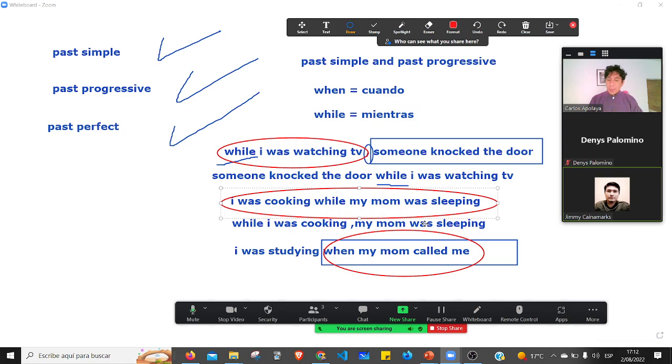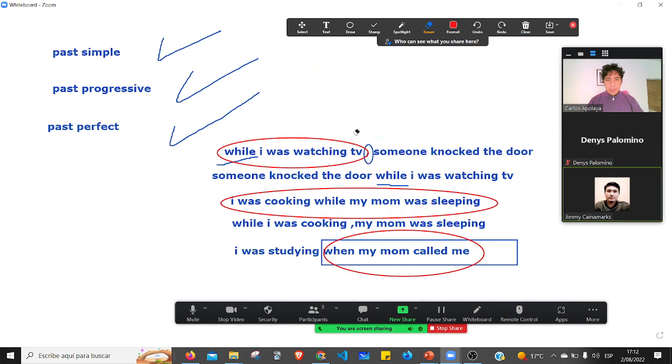Did you understand that part? Yeah. So every time you want to give information, you want to give background, you want to give extra ideas about something that you are telling someone, you have to use the past progressive. Any questions before I clean this part? Good. Next.